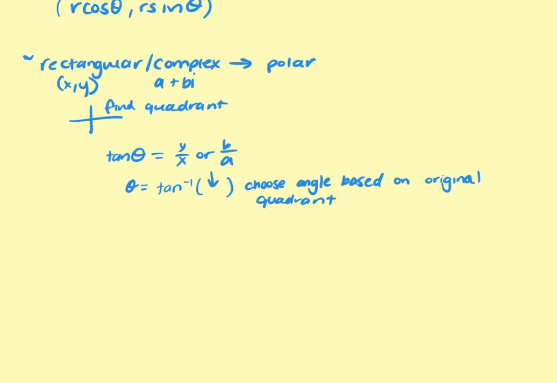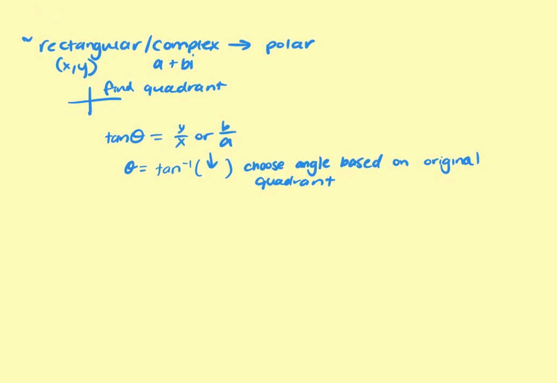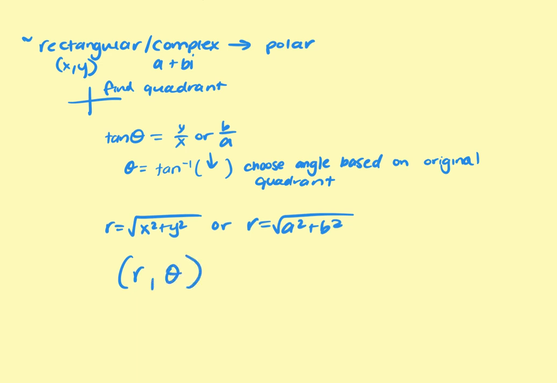What if, when we get the tan theta, that number is not on your unit circle? Then it's a typo, like your quiz was. If you have your calculator, it doesn't have to be on there. But if you don't have your calculator, it has to be. And then R equals the square root of x squared plus y squared, or R equals the square root of a squared plus b squared. And then you put it in R comma theta format.